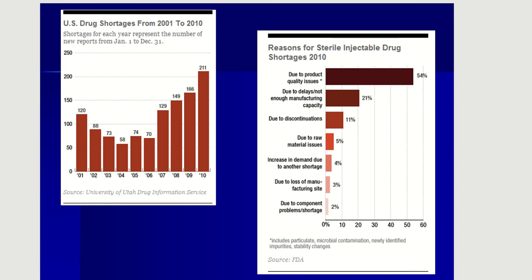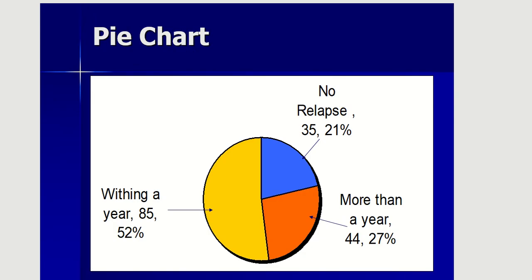Another type of graph that is utilized for categorical data is the pie chart. A pie chart is basically just a pie that is divided in relation to the percentage of the outcome. Here we're looking at a pie chart and we have the blue that is showing no relapse. The frequency of people that did not relapse is 31, representing 21%. Then you have the orange for those that had a relapse more than a year after treatment. The frequency is 44 and the percentage is 27. And then the yellow is those that relapsed within a year of treatment, and the number is 85, the percentage is 52.